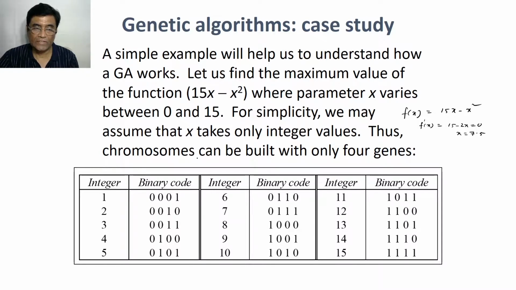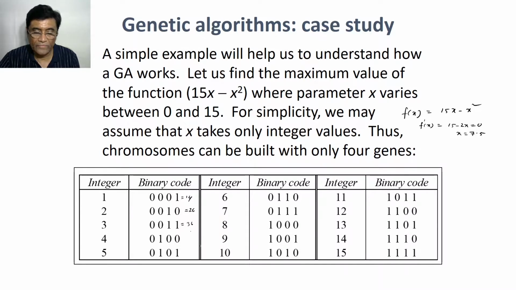Anyway, here I need to figure out chromosomes. So binary coded, so 4-bit. So these are the chromosomes, right? So these are integer values, and these are in terms of chromosome. Okay, binary coded chromosomes, and each chromosome has a fitness value. So put this value here. So this is 1. So its value will be 15 into 1 minus 1 square, 14. So fitness value is 14. So here it is 2. So 26, like that. Here it is 3. So 3 times 15, so 45 minus 9, so 36, like that.